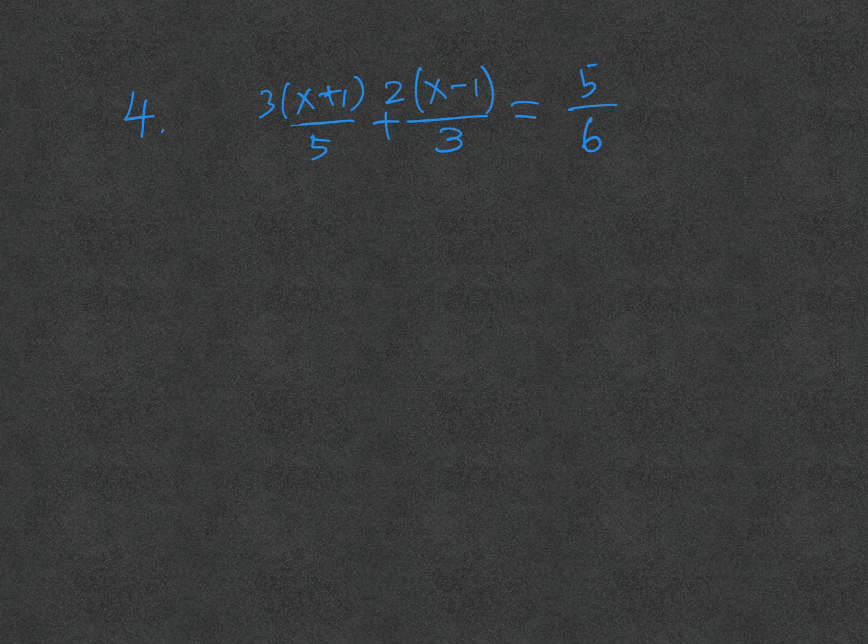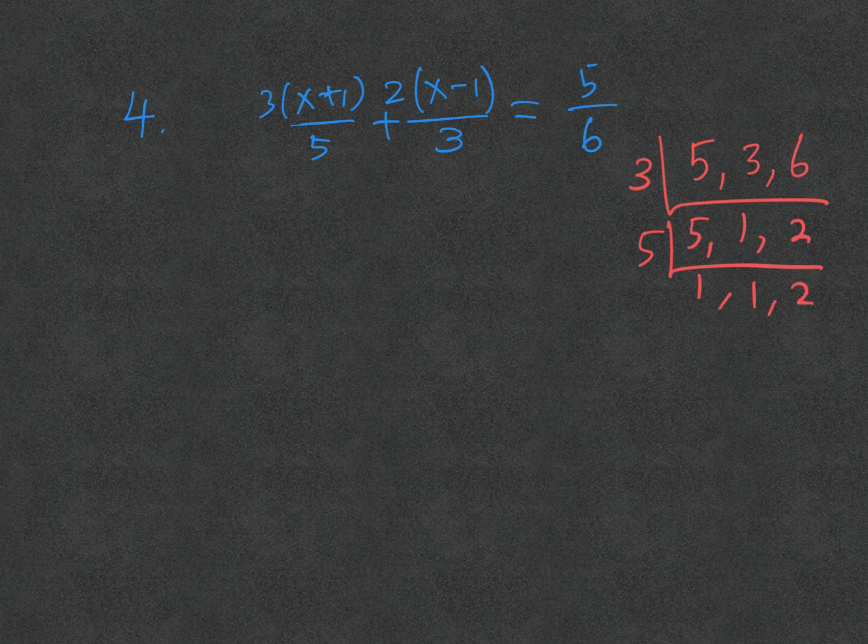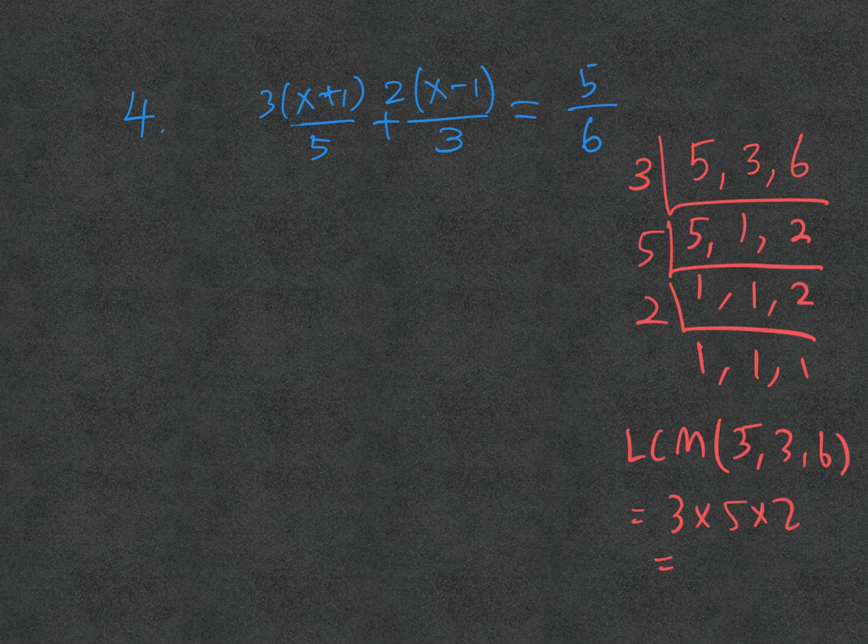So one way we can look at it is, let's look at the lowest common multiple of 5, 3, and 6. So we know that 3 and 6 are divisible by 3. So again, I have 5. I'm using the ladder method. 1 and 2. And then I divide by 5 again to give you 1. And I divide by 2 again to give me 1, 1, 1. So the LCM of 5, 3, and 6 will be equal to 3 times 5 times 2, which equals 30.